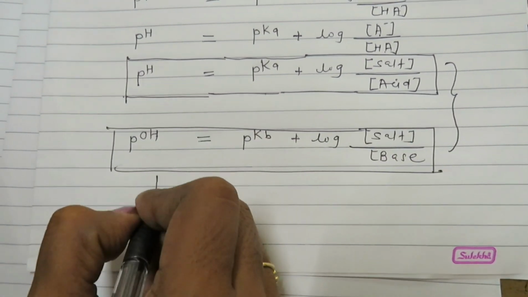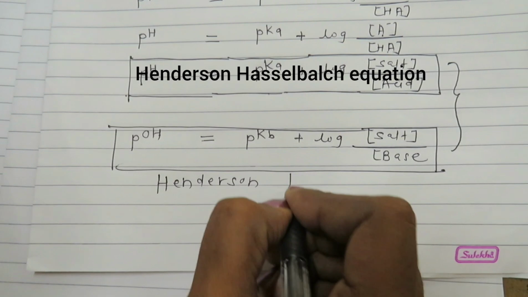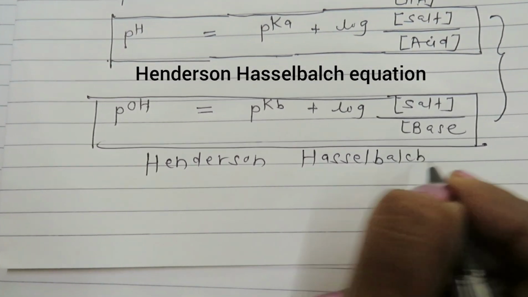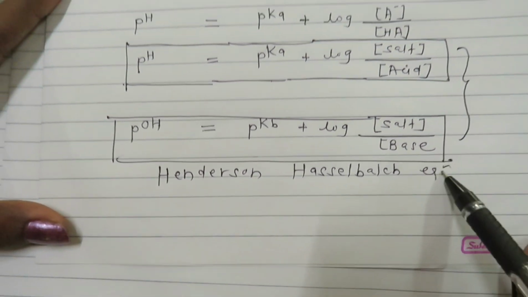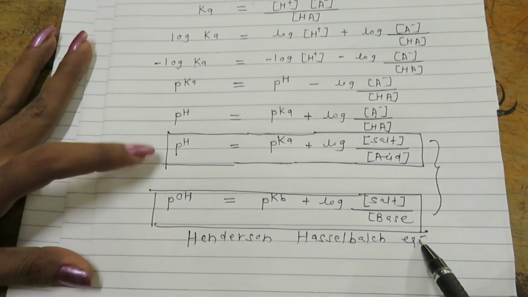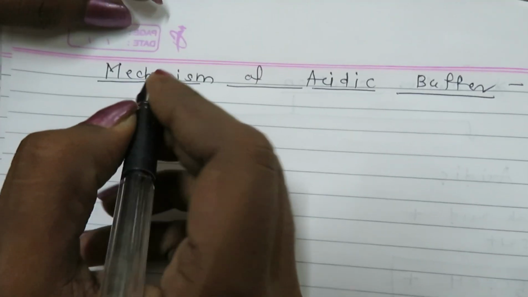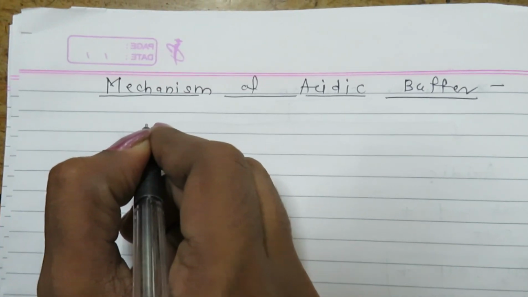Both these equations are called Henderson-Hasselbalch equations. So this is all about the Henderson-Hasselbalch equation for pH of an acidic buffer and pOH of a basic buffer. That's it. Now we will consider the mechanism of buffer action.